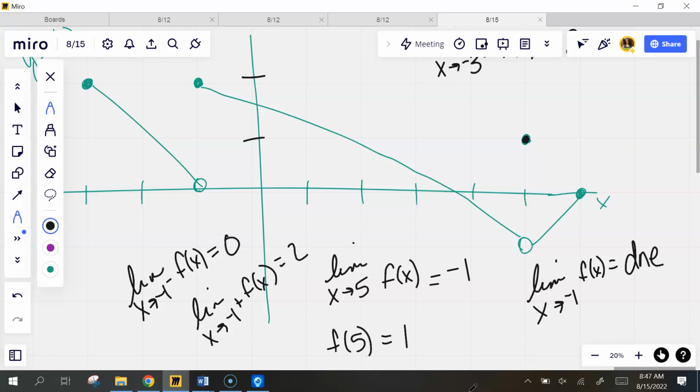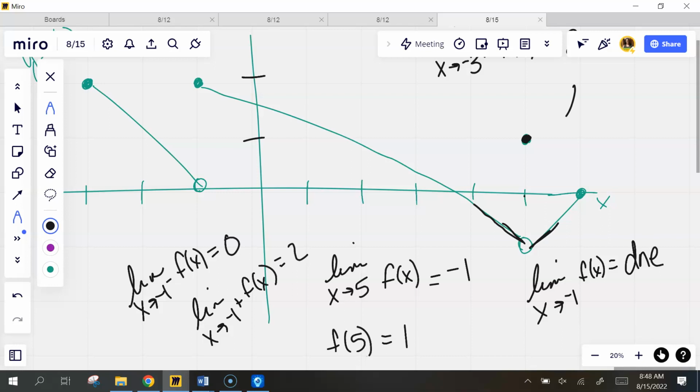So the limit as x goes to 5 is -1 because the graph is getting closer and closer to -1, but there's a hole there. The function is actually defined at 1, because there's that circle there. Well, because the limit is what it's getting close to, right? So if you look, this graph is coming in closer and closer to -1 from both sides.